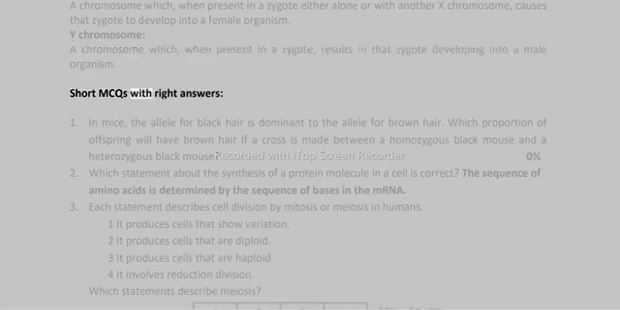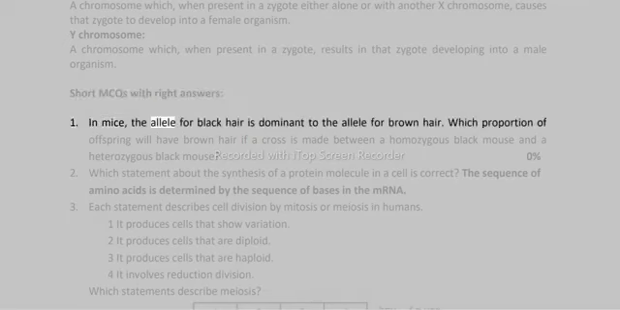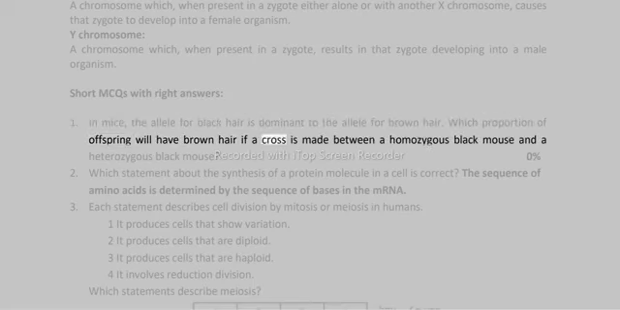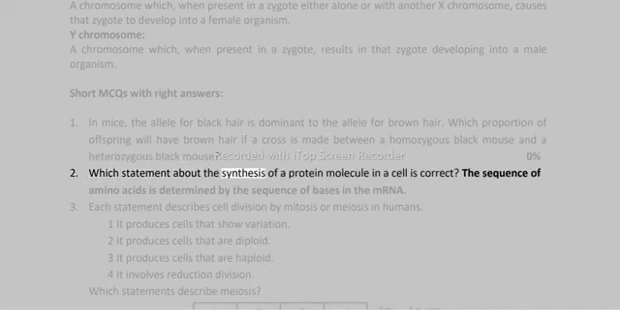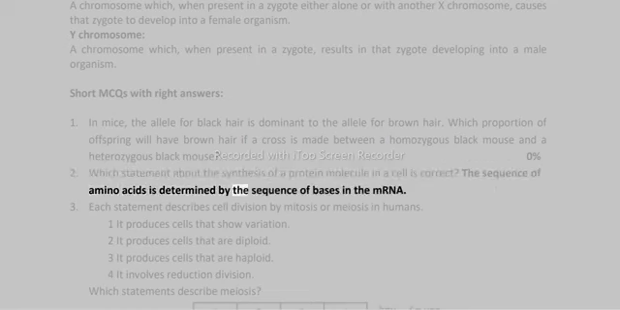Short MCQs with right answers. 1. In mice, the allele for black hair is dominant to the allele for brown hair. Which proportion of offspring will have brown hair if a cross is made between a homozygous black mouse and a heterozygous black mouse? 0%. 2. Which statement about the synthesis of a protein molecule in a cell is correct? The sequence of amino acids is determined by the sequence of bases in the mRNA.